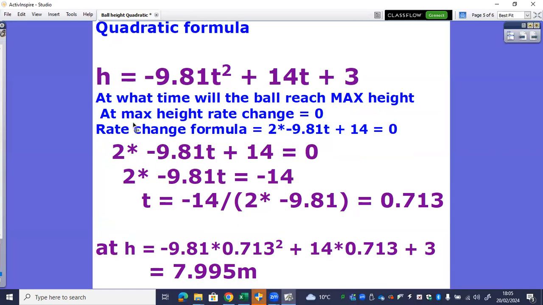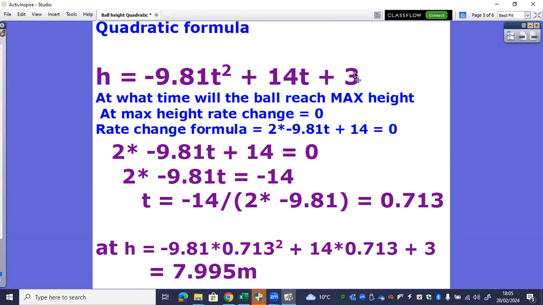The last part of the challenge was: at what time will the ball reach maximum height? So we throw the ball up in the air, it goes upwards, and at some point gravity overcomes the upward effect and it reaches maximum height and drops straight back down to the ground. So when the rate of change of height is 0, we know we've got maximum height.